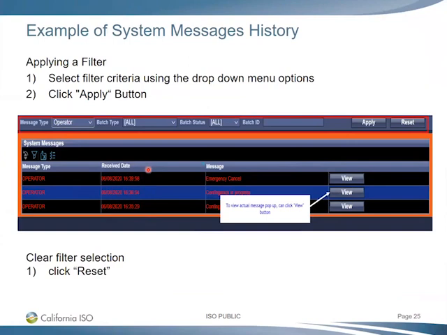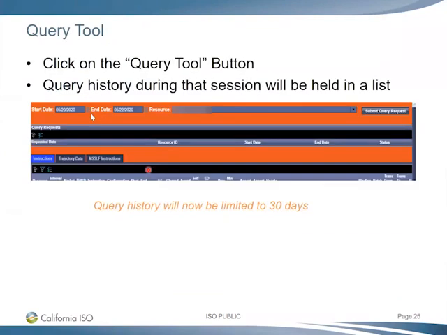So the query tool. I know a lot of people use the query tool. To use the query tool, you would click on that query tool button in that options panel or options menu. You can query history during this for the time that you choose. You would choose a date and then a resource. When you do that, it will create kind of a little history of query requests during your session. And so we'll see an example of that in my next slide.